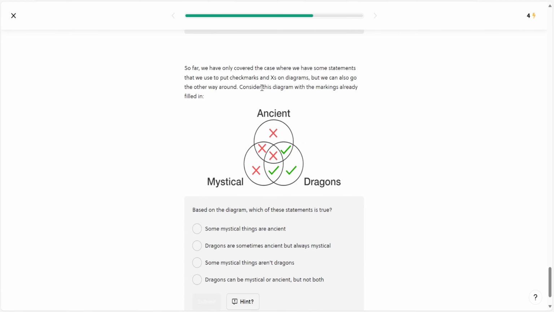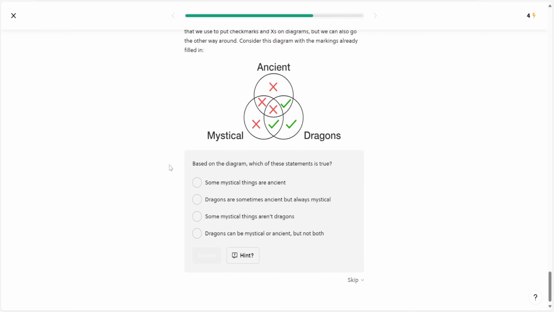So far we have only covered the case where we have some statements that we use to put check marks and X's on diagrams, but we can also go the other way round. Consider this diagram with the markings already filled in. Based on the diagram, which of these statements is true?